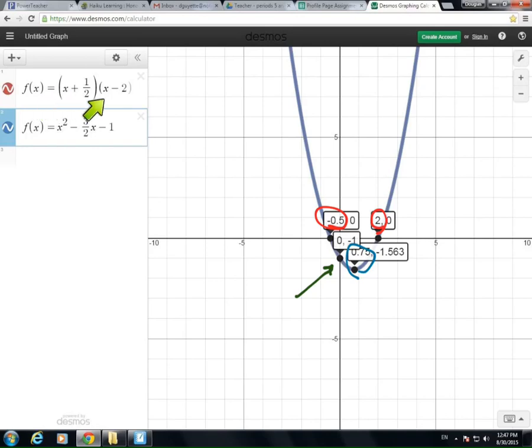I put in the function as given, the x plus 1/2 and the x minus 2, and it graphed the parabola. And then I verified that the parabola has x-intercepts at negative 1/2 and 2, and I could also see here that 3/4 is in fact the x-coordinate of the minimum point on the graph.